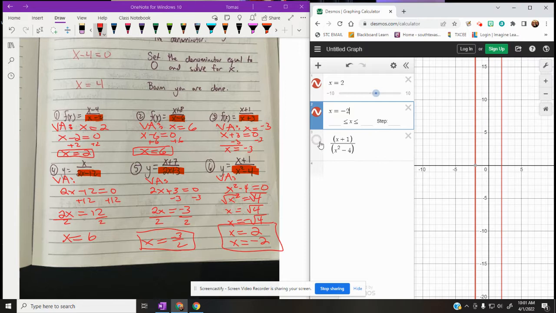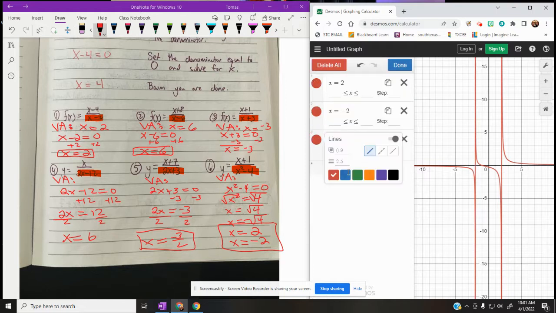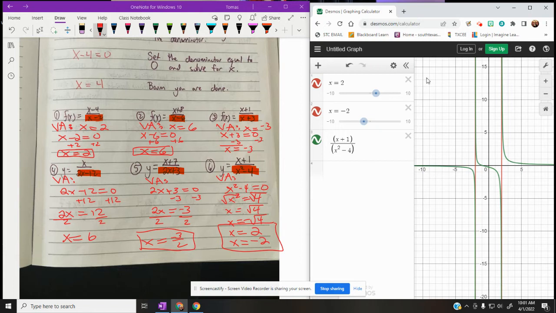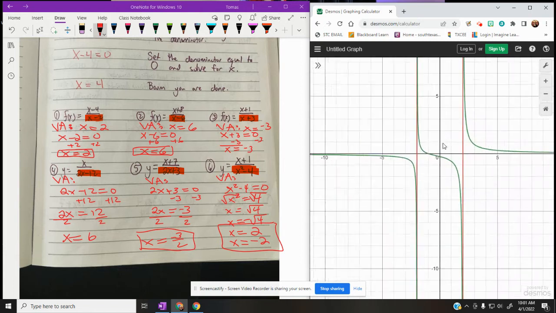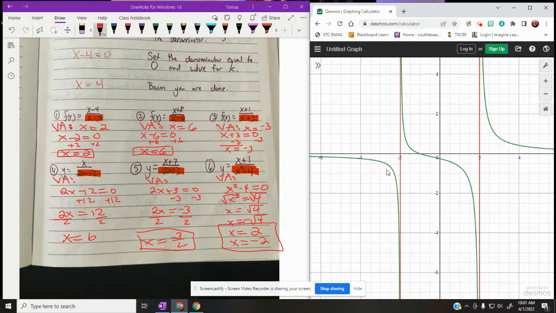I'm checking this one. So notice I'm going to have these two lines already drawn out. And notice I'm going to graph x plus 1 over x squared minus 4. Let's try green. And look at that. Awesome looking graph, right? It goes down, doesn't touch that line, gets really close, doesn't touch it, goes down, gets really close, doesn't touch it. So this is a beautiful graph that has two vertical asymptotes, okay?